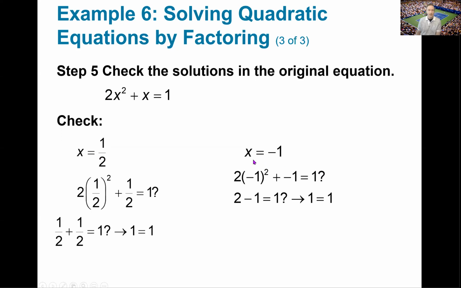On my other one, x equals -1. I'll have 2 times -1 squared plus -1 is equal to 1. Well, I know -1 squared is just a 1. And I'll have 2 times 1 is 2. 2 minus 1 is 1. And that's certainly equal to 1. So 1 is 1. Check.